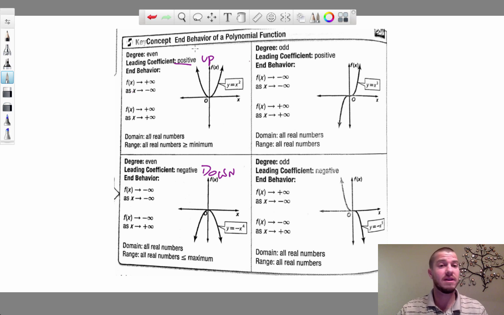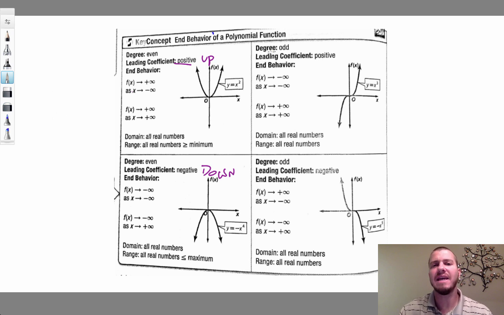Then you have to decide: is that leading coefficient, that first term when it's in standard form, positive? Then they're both going up. If it's negative, then they're both going down. So this would be f of x approaches negative infinity in both directions.